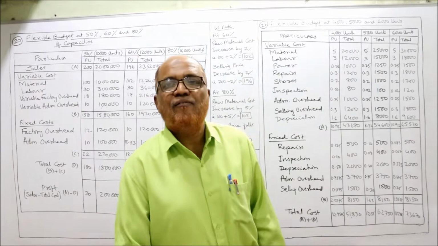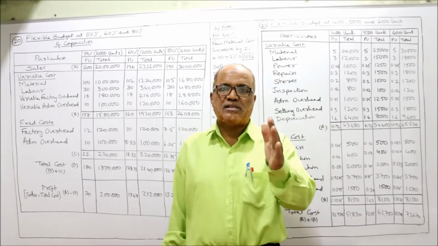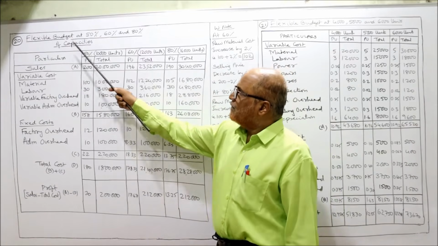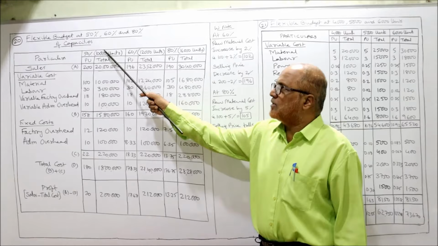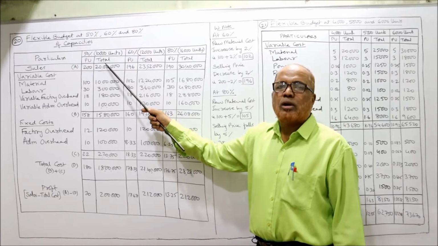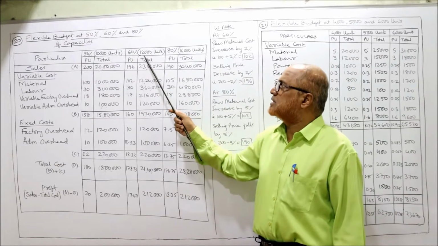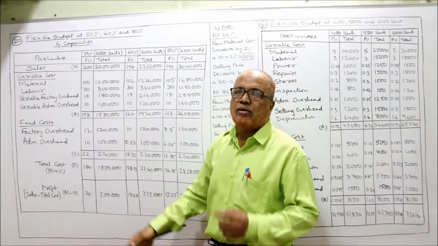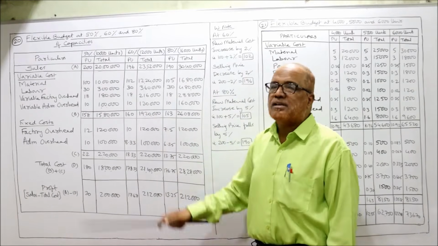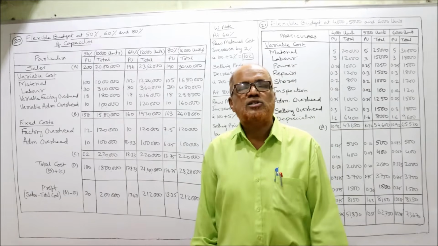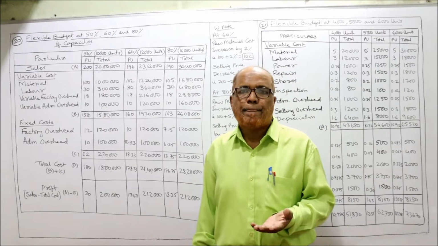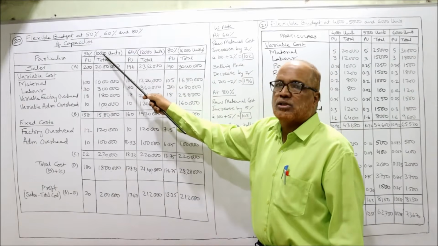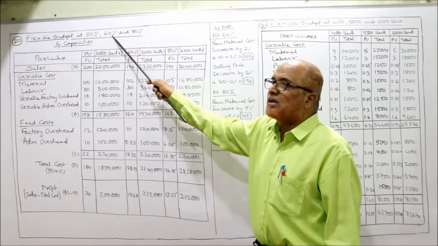Now we'll make the flexible budget at 50%, 60% and 80% capacities. See, flexible budget at 50, 60, 80% of capacities. So I have prepared three broad columns: 50% capacity, 60% capacity, 80% capacity. At 50% capacity, 10,000 units. At 60% capacity, units are not given, but we can calculate. At 50% it is 10,000. So at 60% how much?